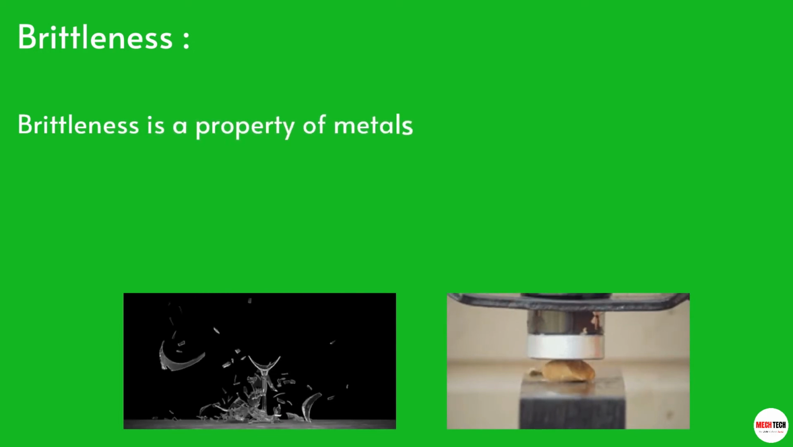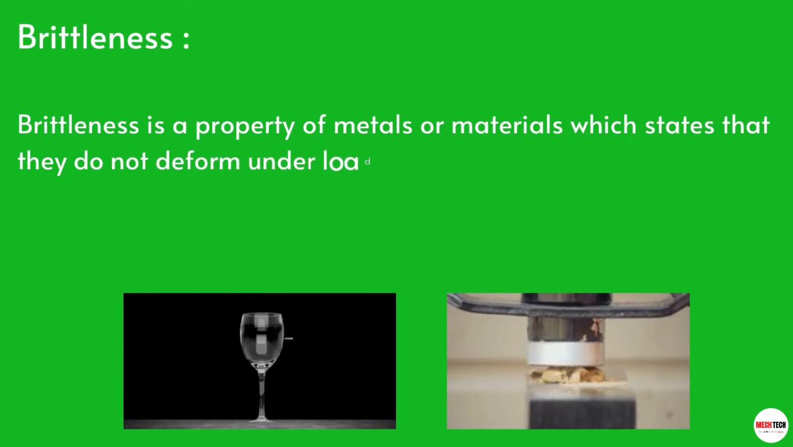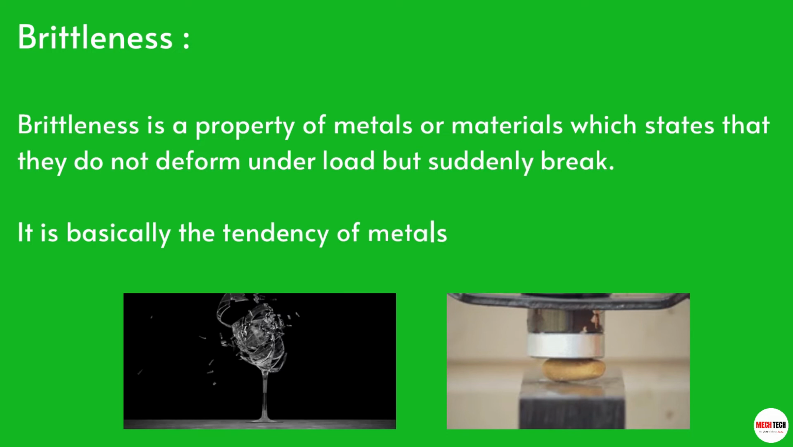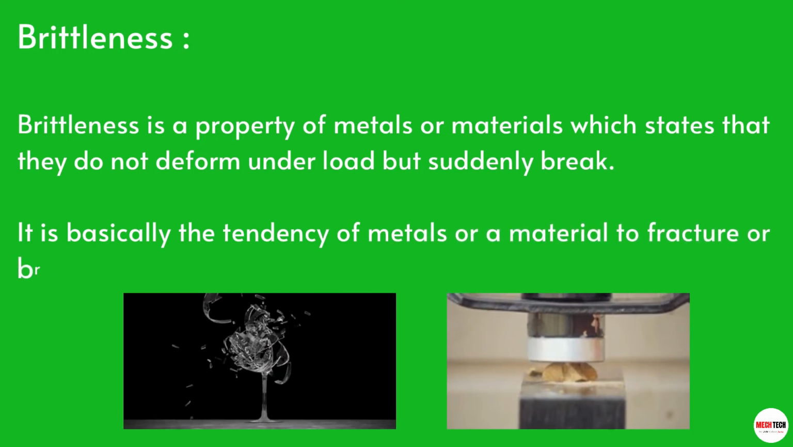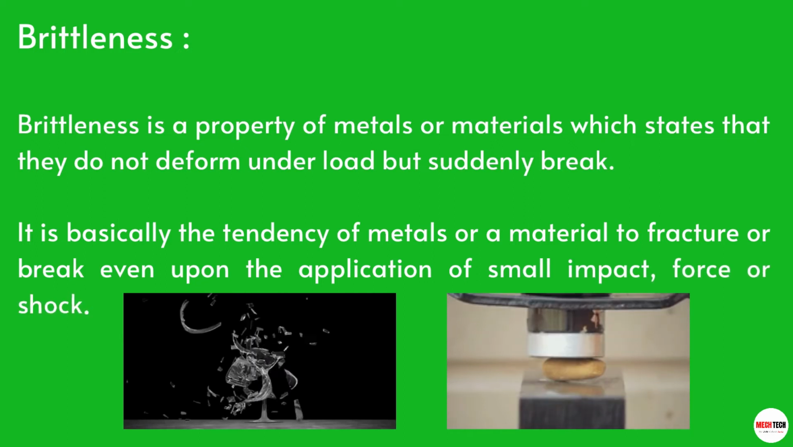Brittleness. Brittleness is a property of metals or materials which states that they do not deform under load but suddenly break. It is basically the tendency of metals or a material to fracture or break even upon the application of small impact, force or shock.